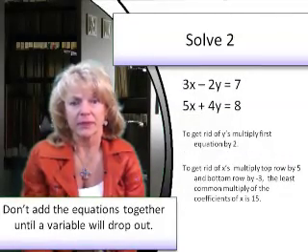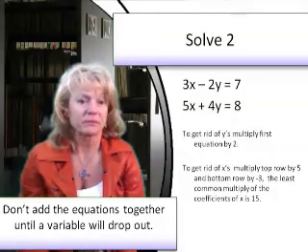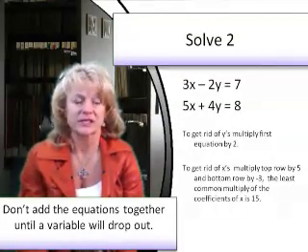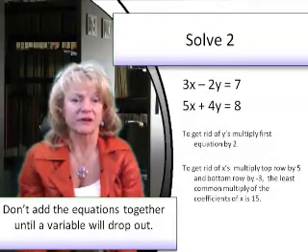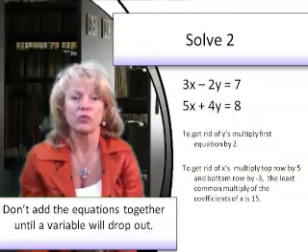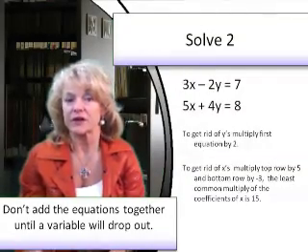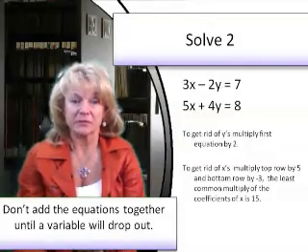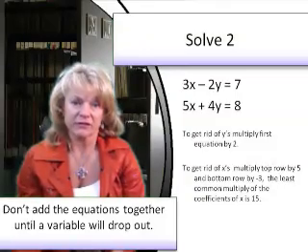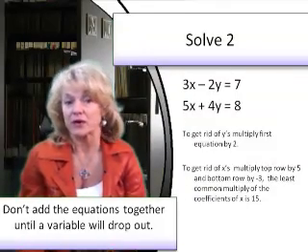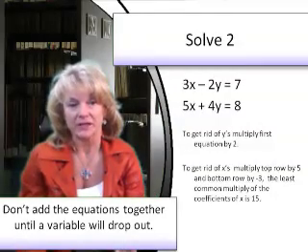Here's our second example. This time we need to do some work before we can add the two equations together. Remember, do not add the equations together unless a variable will drop out. In considering which variable to eliminate, I ask myself what is the least common multiple of the x coefficients and then of the coefficients of y. The least common multiple of the x's is 15 and of the y's is 4. Since the least common multiple of the x's is 15 and of the y's is 4, there's going to be less work to get rid of the y's.